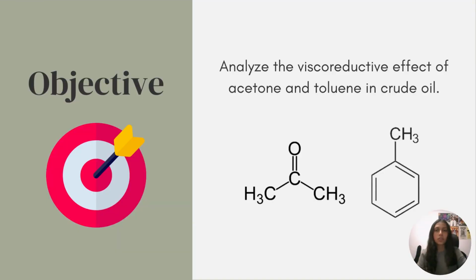Now, having cleared the importance of reducing the viscosity of crude oil with solvents and its theoretical foundation, we are going to move on to the objective of the practice carried out, which is to analyze the viscoreductive effect of acetone and toluene in crude oil.